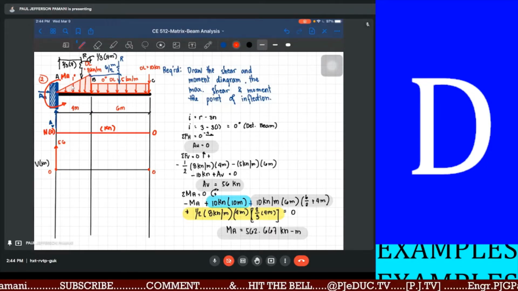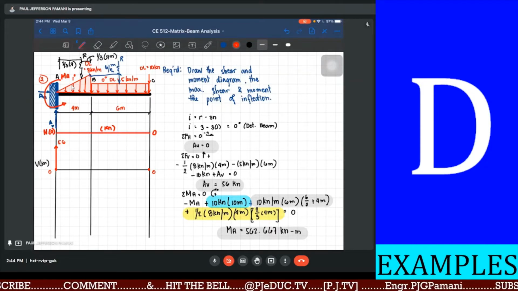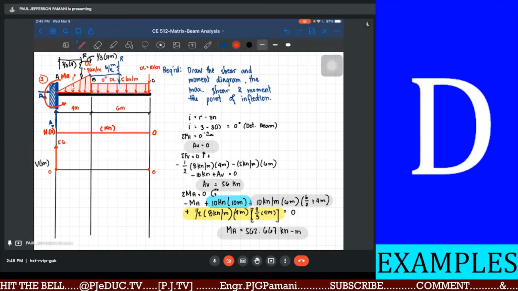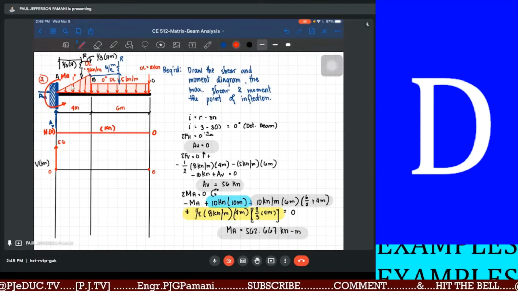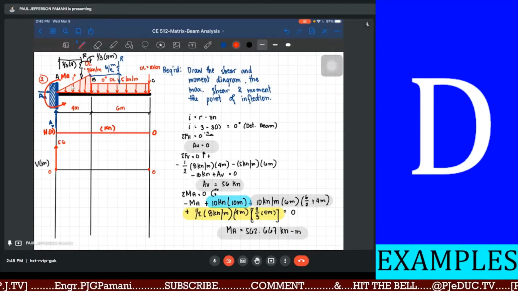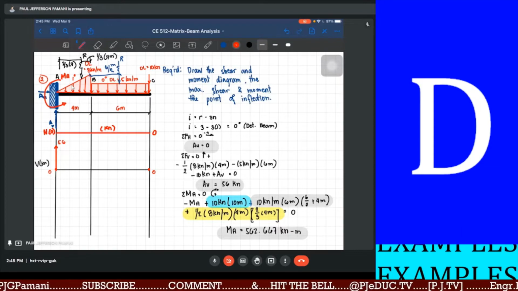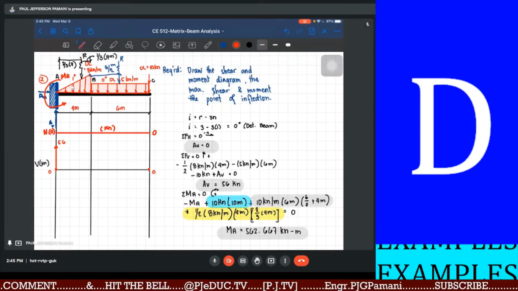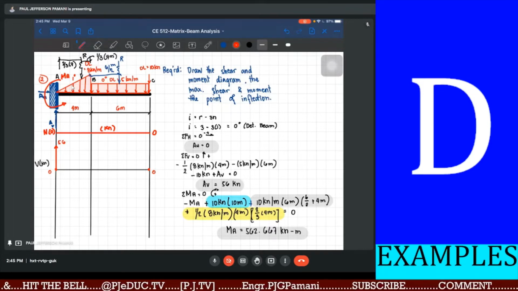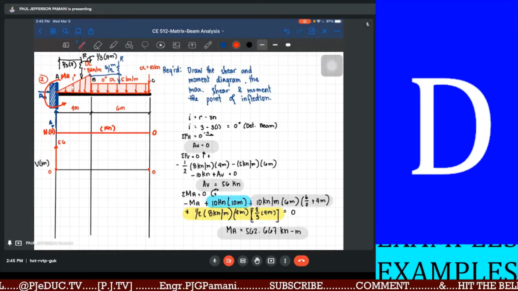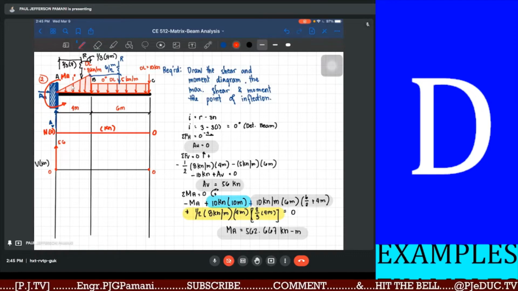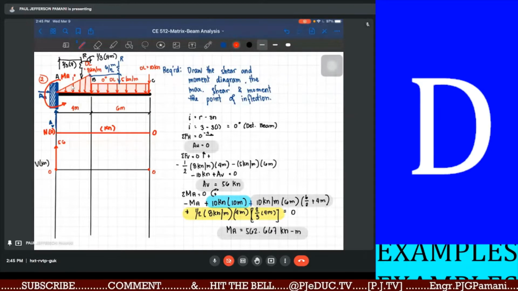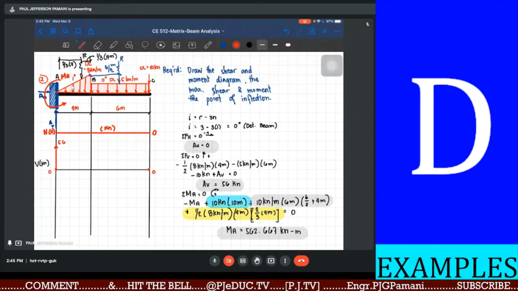So, kung yan ay increasing varying load from 0, an increasing varying load, our curve will be opening downward. If it is a decreasing varying load, our curve will be opening upward. Okay, a parabolic curve will be opening upward. But this figure or this example has an increasing varying load. So, ang magiging curve natin will be opening downward.